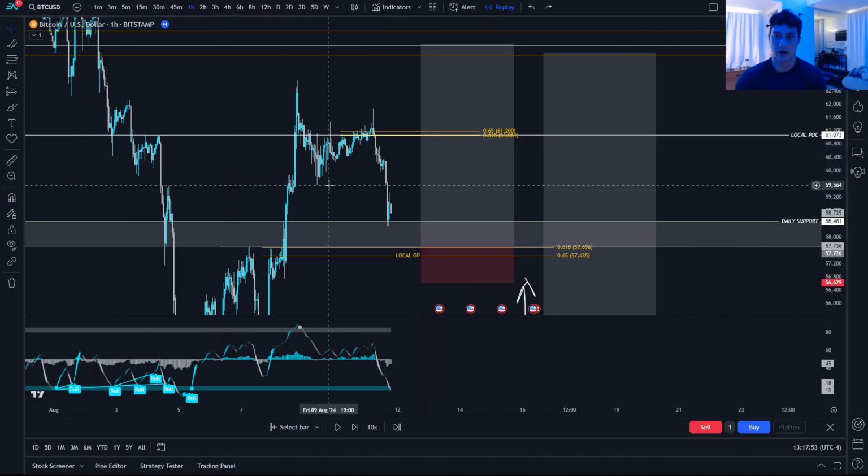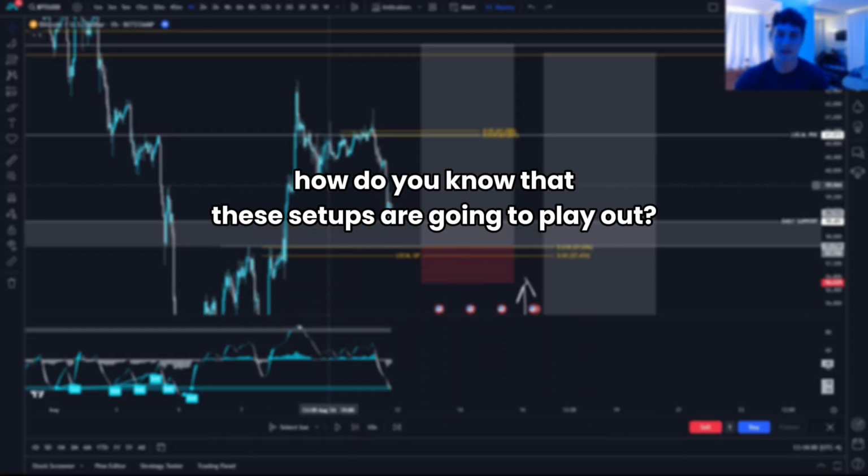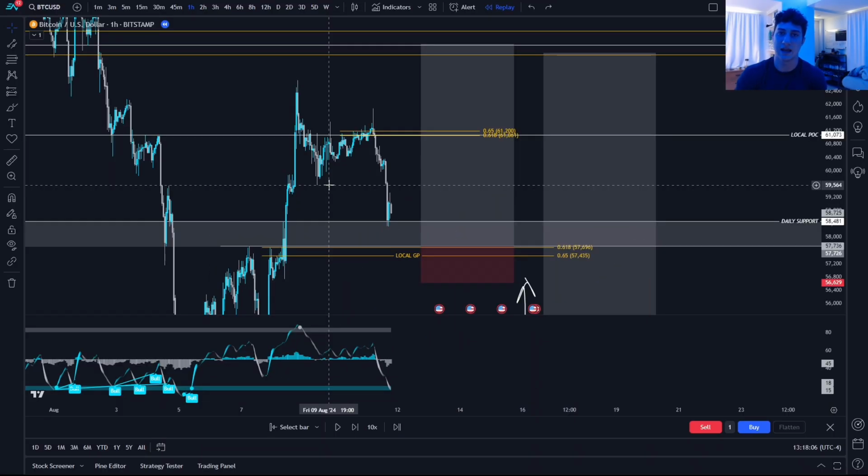So you're seeing what I'm doing. You see me draw many different setups on the same chart. Now you might be thinking, well, this doesn't really make sense. How do you know that all these setups are gonna play out? And that's the thing, I don't know, but I'm willing to be prepared in case any of my scenarios play out.